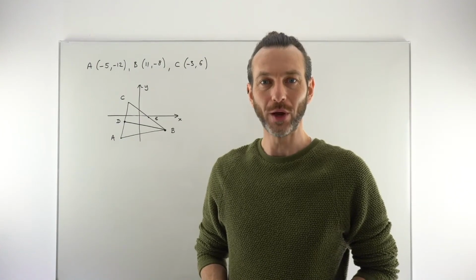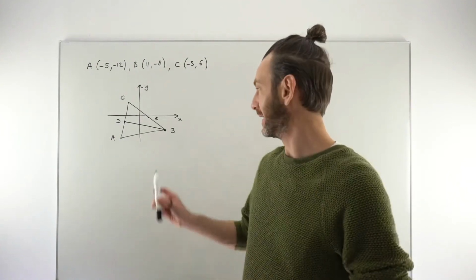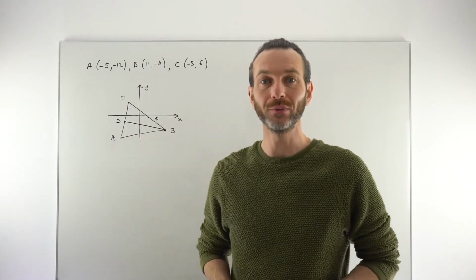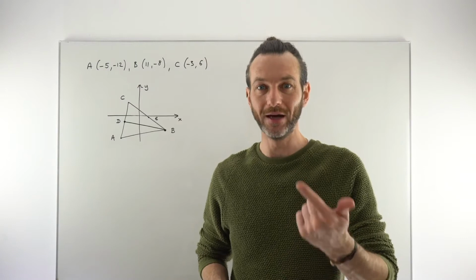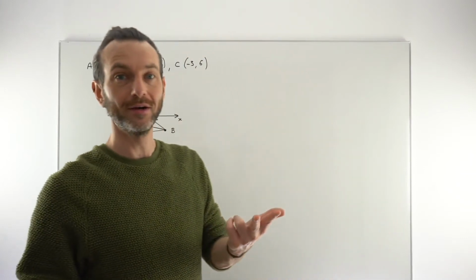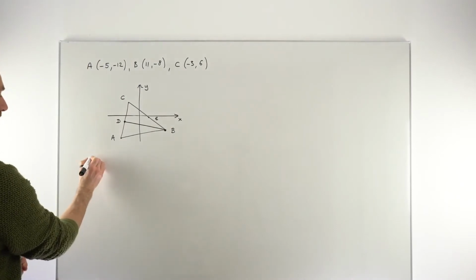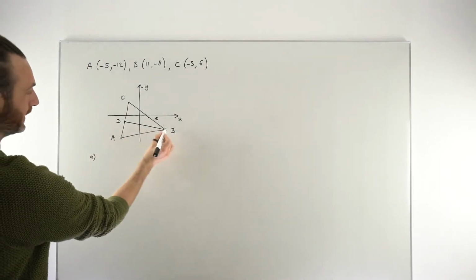In the first part of this question, we're asked to make the equation of the median B to D. So median is one of the definitions we need to know in straight lines. Median, altitude, perpendicular bisector, they're really often the key to unlocking these questions. So in part A, we're trying to make the equation of this line here.